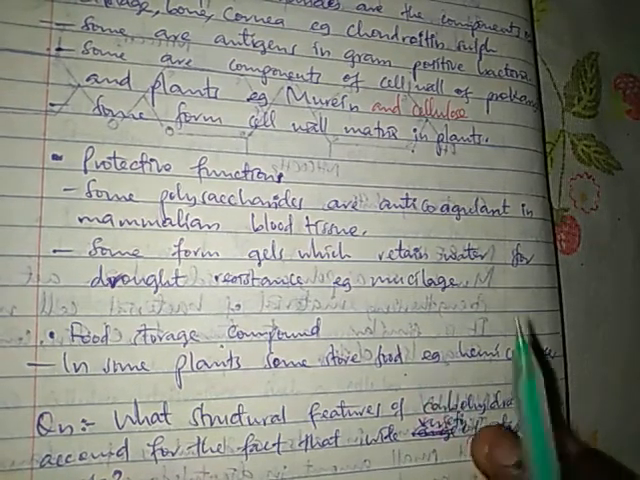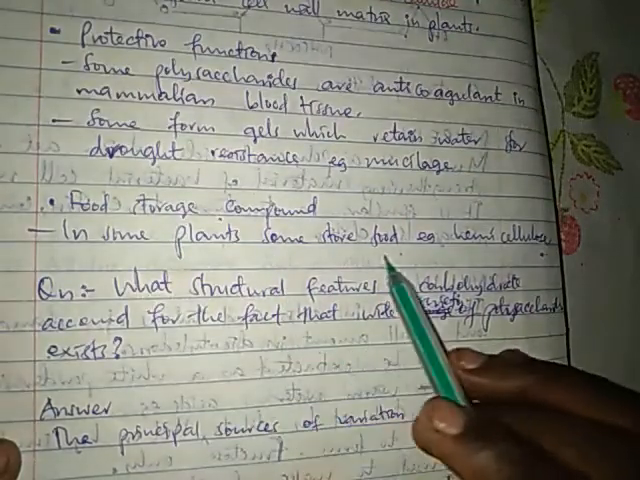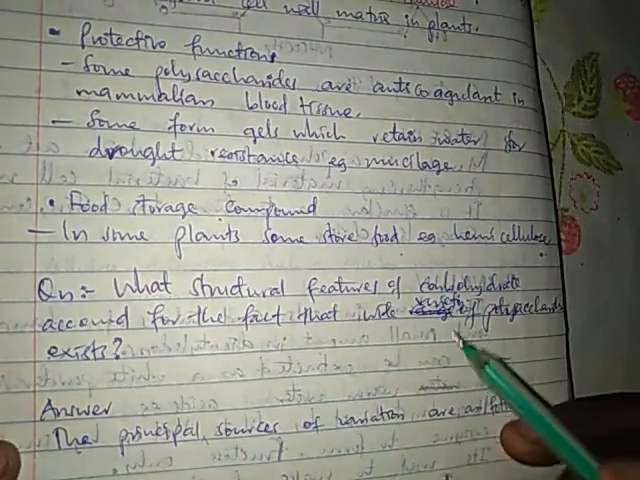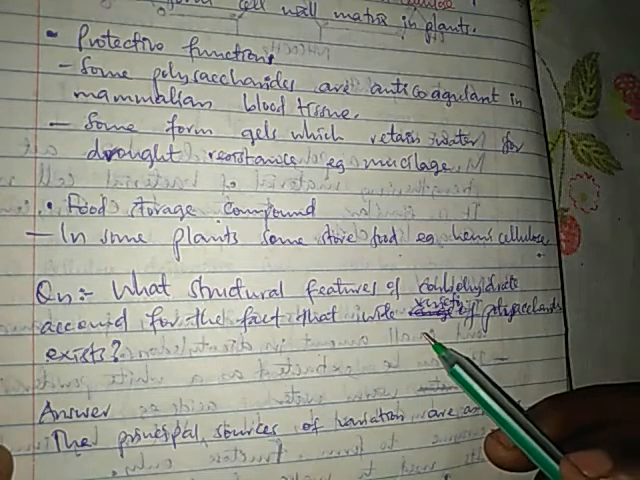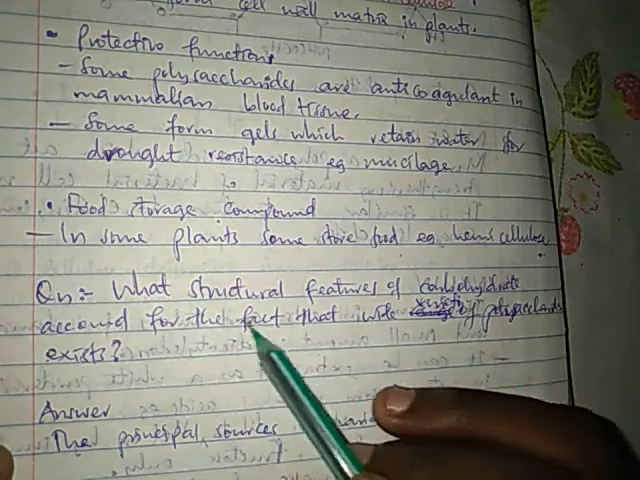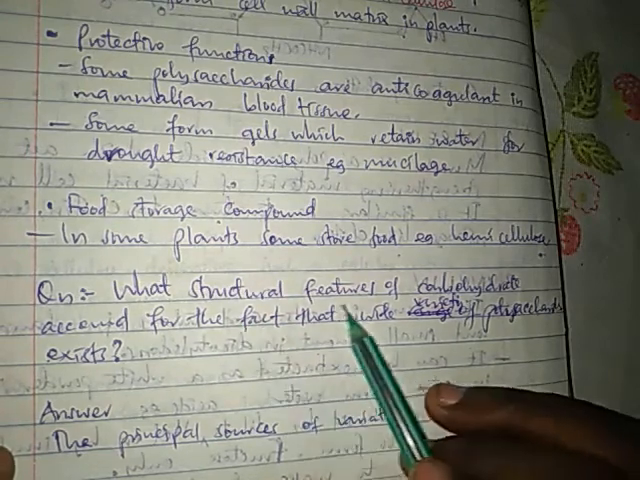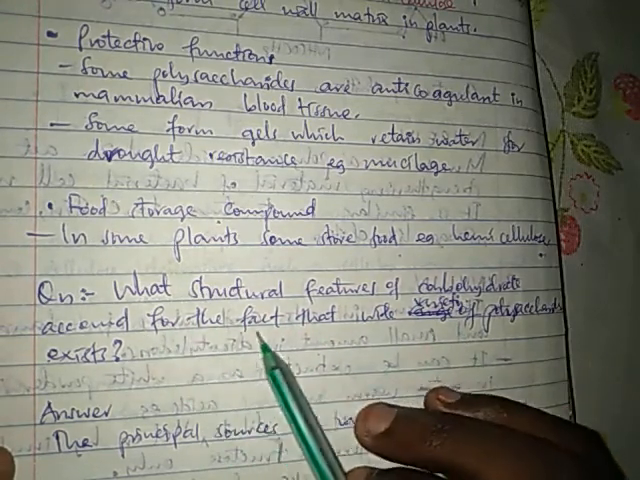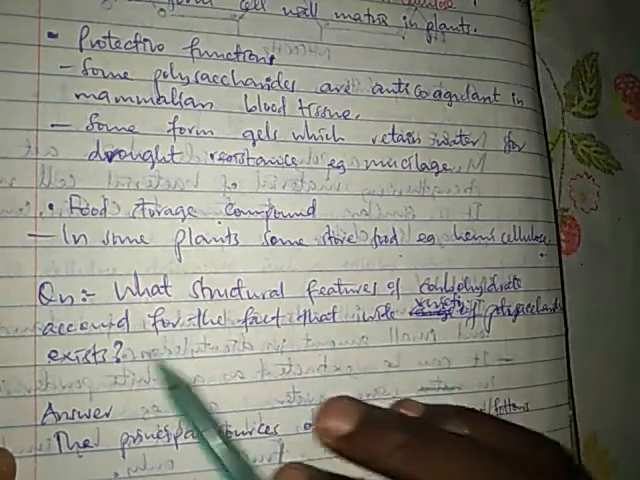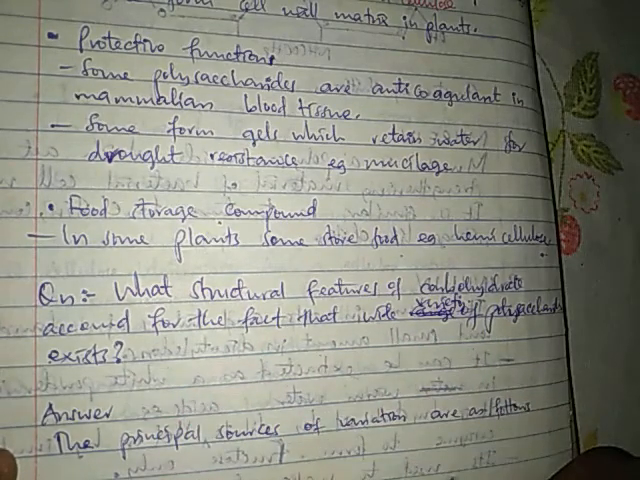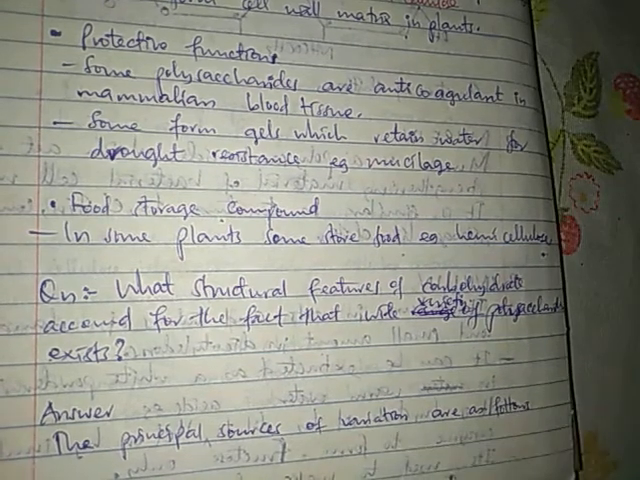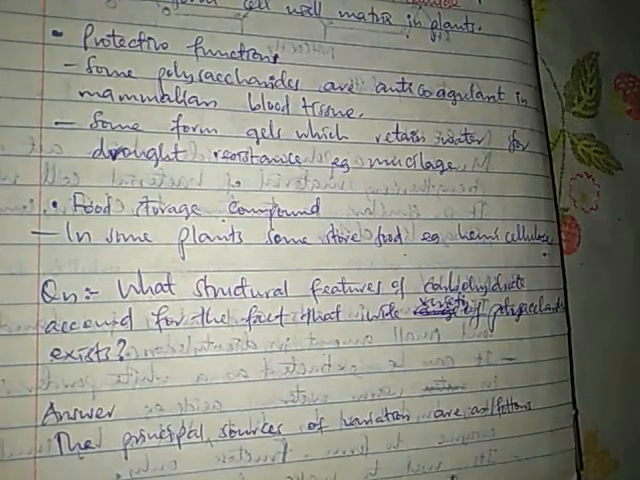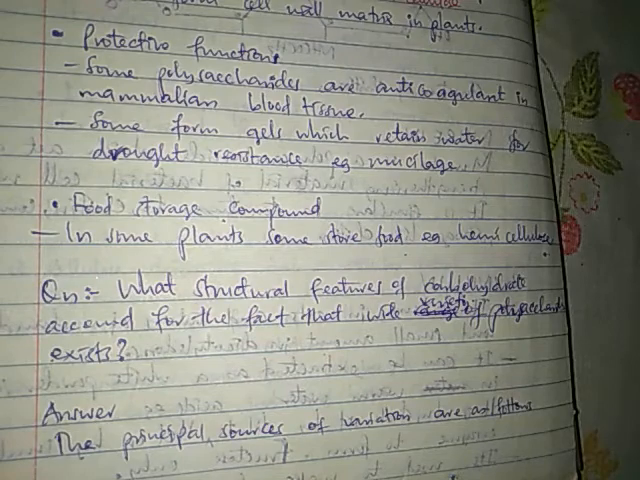Then we have food storage compounds which are in some plants they store food such as hemicellulose, starch, and even glycogen. So this question is in the biological science book. What structural features of carbohydrate account for the fact that wide variety of polysaccharide exists? So most of the times students don't understand this question, they read the answers in the biological science book, but they don't understand the fact behind.